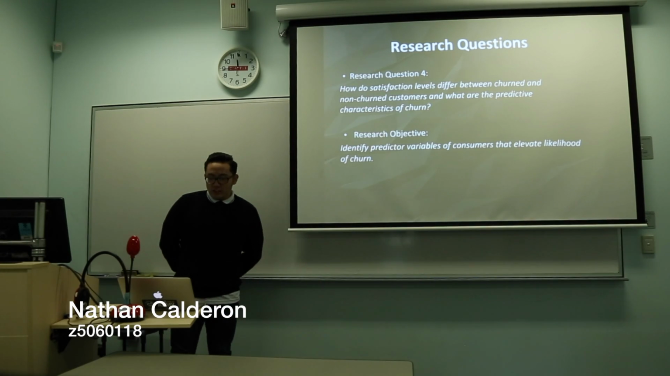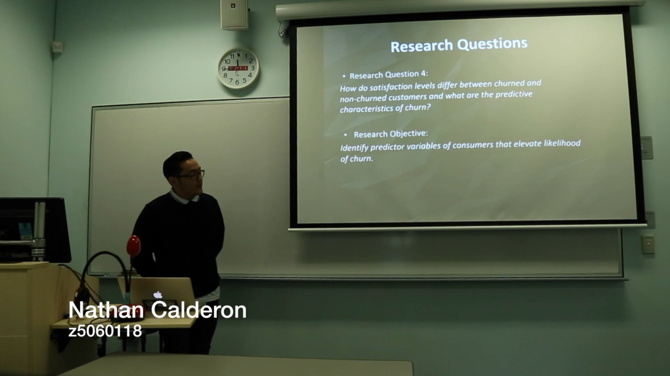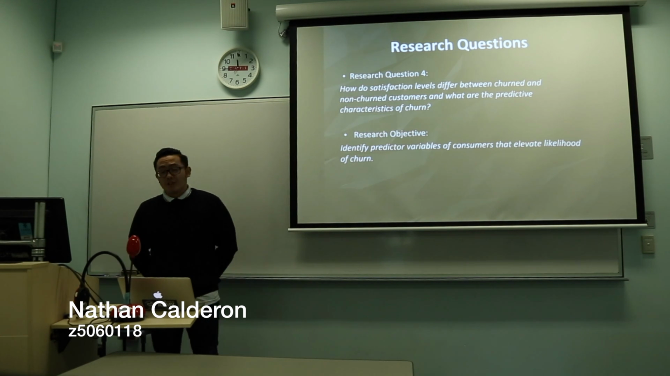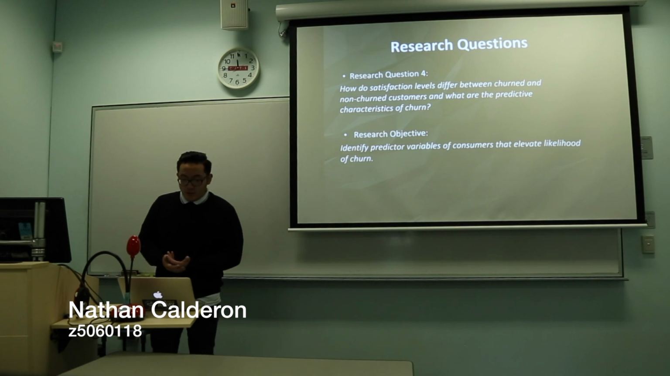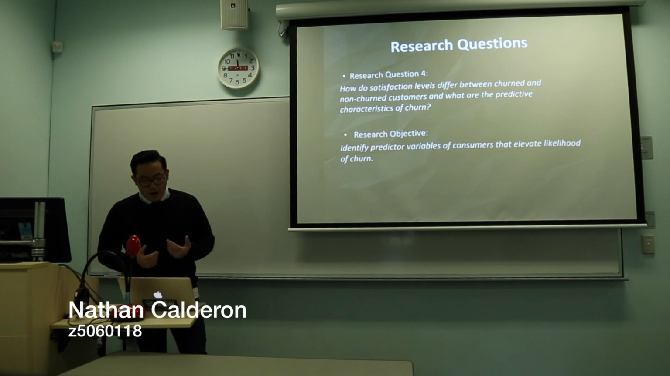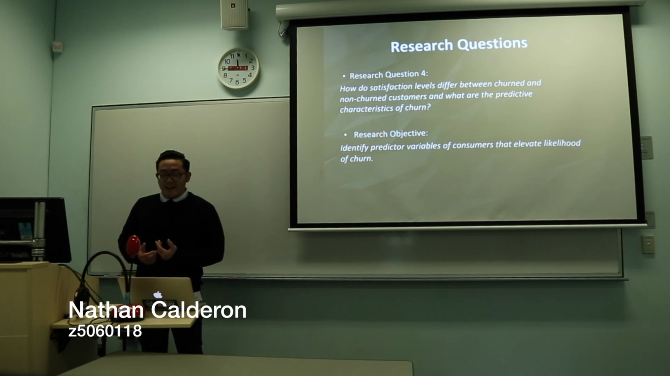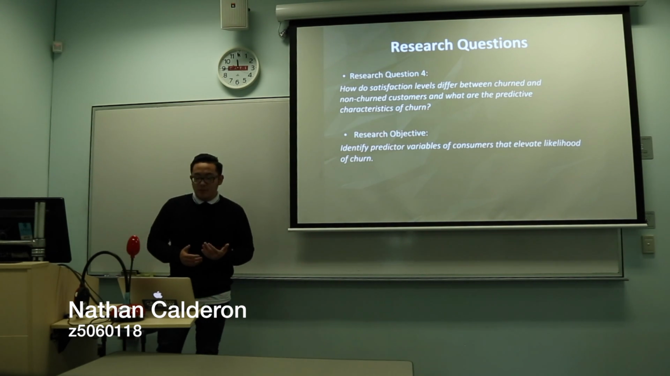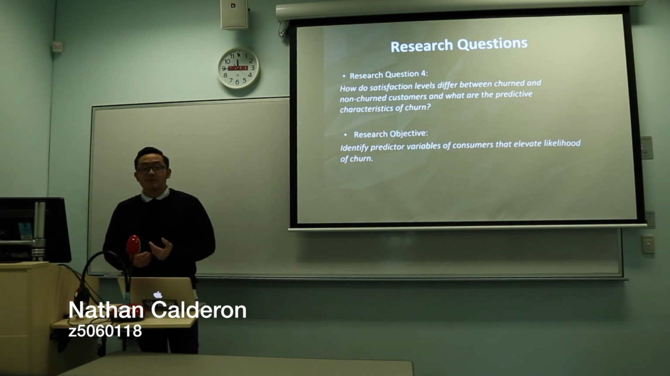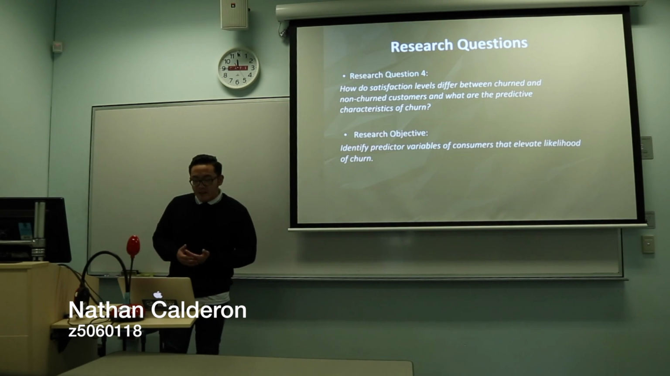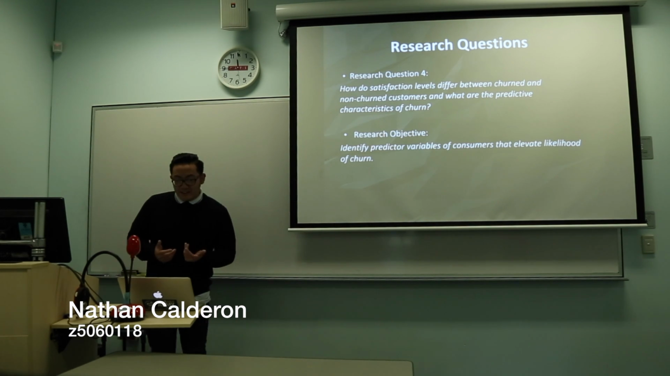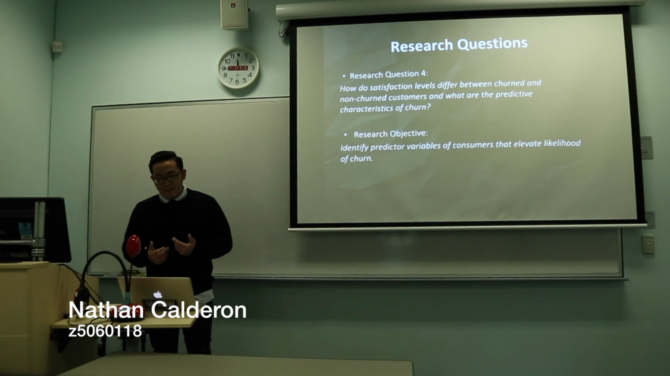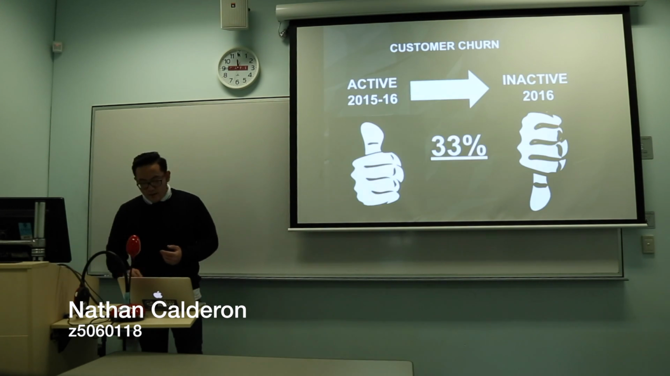So the final research question addressed in our report was, how do satisfaction levels differ between churned and non-churned customers, as well as what are the predictive characteristics of churn? So this revolved around an exploration of churn within the dataset, whilst examining which variables of customers to the FGP program were likely contributors towards their unsubscription from 2015 to 16. So the purpose of this dimension of our analysis was to address the research objective of identifying the predictive variables of customers that elevate the likelihood of churn.